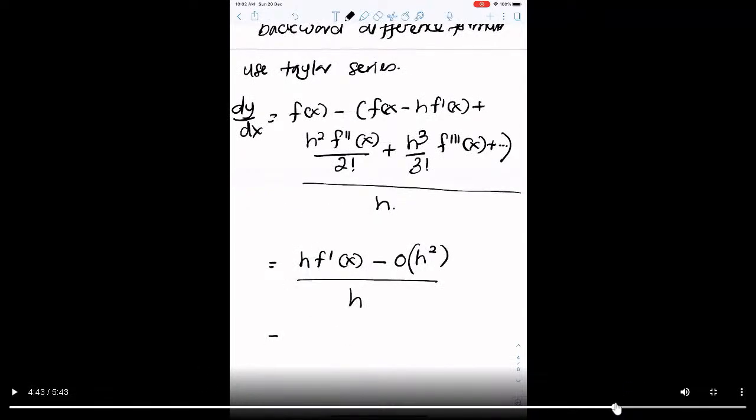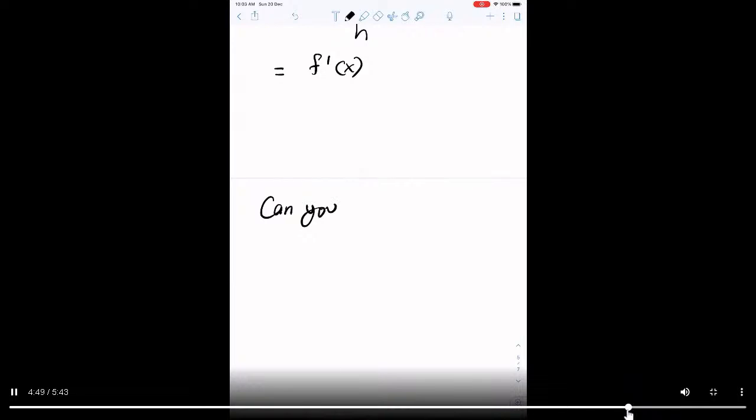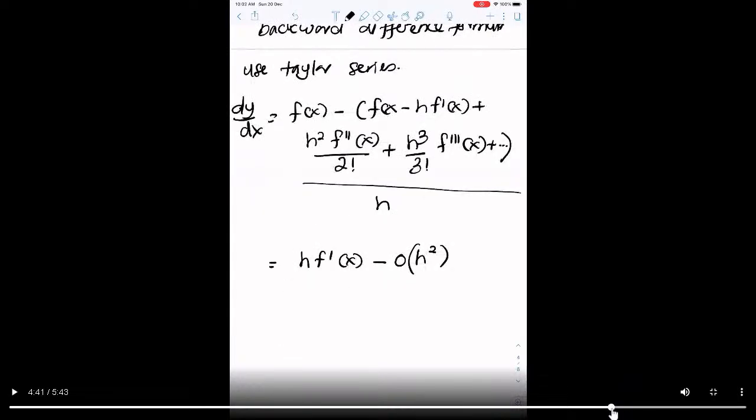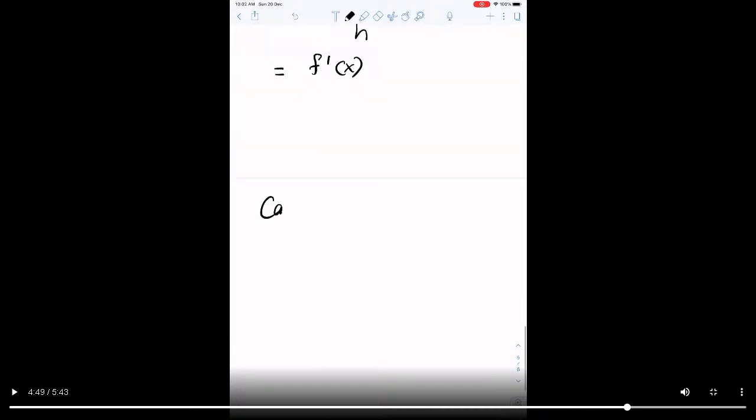Okay, so this is the way. How to do that? f(x) minus f(x - h), and we apply the Taylor series. So the answer is f'(x) is equal to f(x) minus f(x - h) divided by h. So the answer is f'(x).